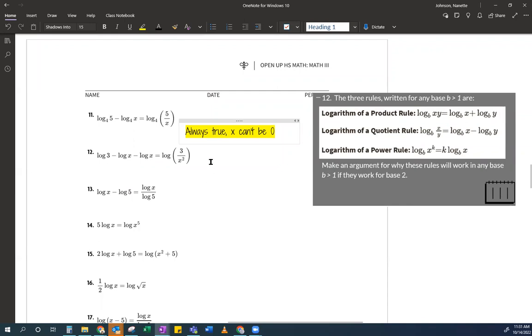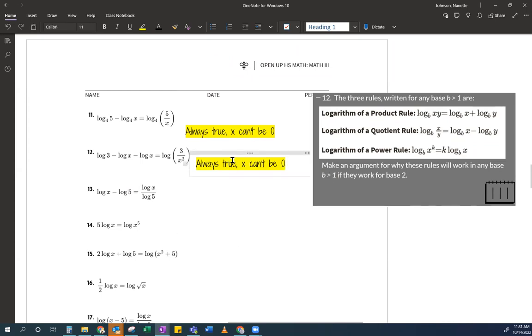Yeah, this one is always true. So it looks like the division rule, the quotient rule, because I have subtracting here, and whenever you have subtracting, that means it's going to be on the bottom. So I have an x on the bottom and an x on the bottom. X times x is x squared. So yeah, this looks true. This is also always true, again, as long as x is not zero.